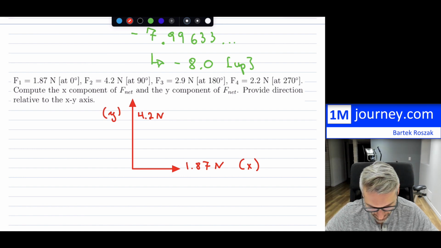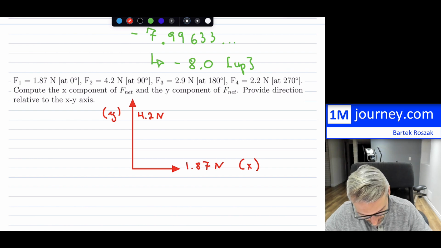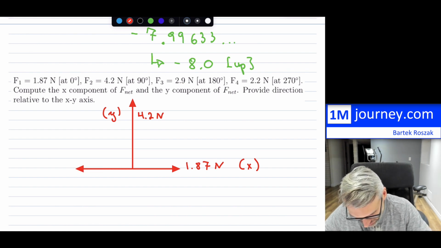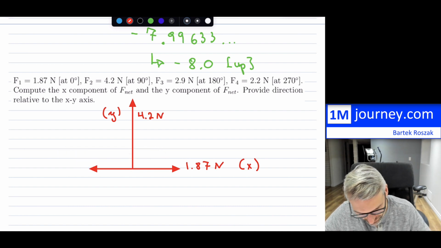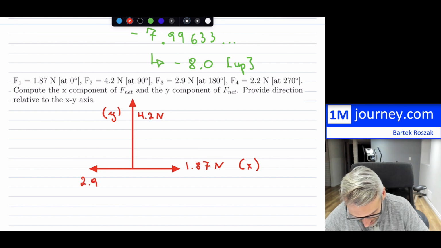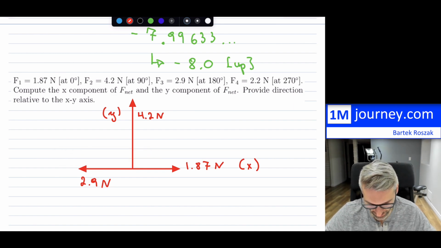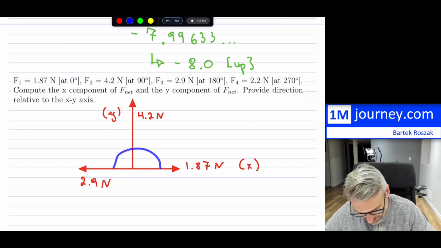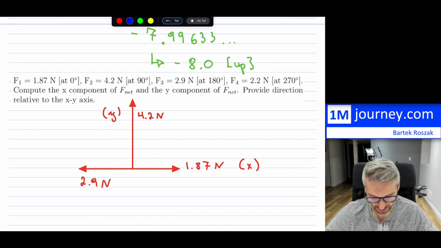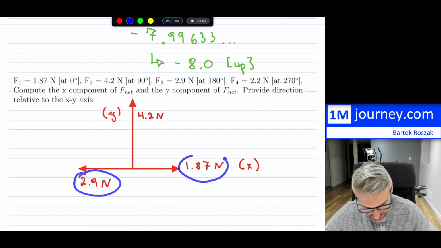So that's right there. The third one is 2.9 newtons. Now that's at 180, and 2.9 is a little bit bigger. It's going to go a little bit in this direction. Maybe not that big, but there you have it. So that's going to be 2.9 newtons. Okay, right there. I should make it a touch bigger. It should be bigger than the 1.87. And that is 180 degrees. So from here to here, that's 180 degrees. So this is in the opposite x direction, right? So notice that this one is going to be bigger than this one.